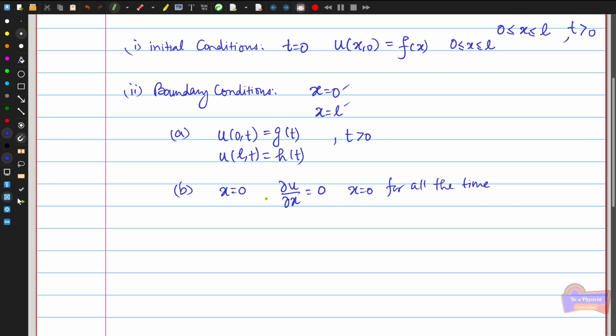Because of this insulation, the boundary condition at the one point is actually given as 0. At the same time, at the other end of this bar, the temperature can be prescribed as u(L, t) = h(t) for all values of t greater than 0. So this is actually (L, t). This u(L, t) is the condition for the other end.